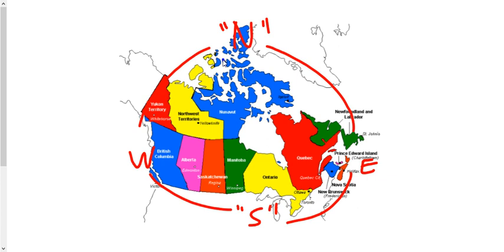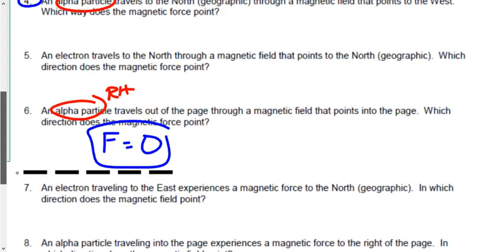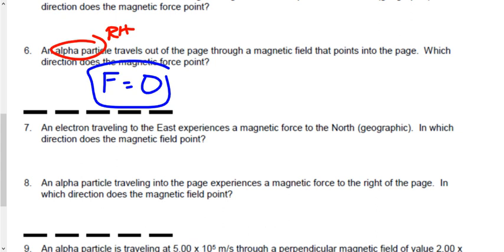Make sense? Okay, go back to question number 7 and 8, finish those off, and then we'll take a look at one or both of those in about 2 minutes.